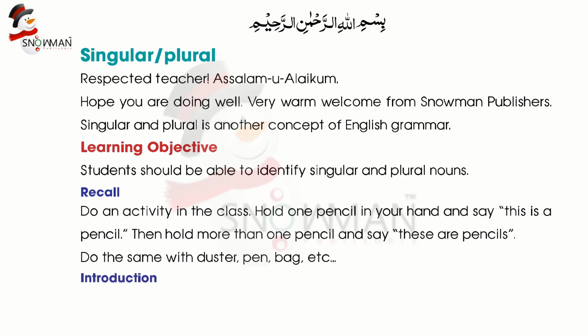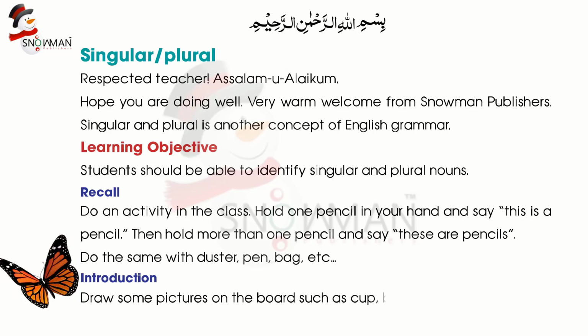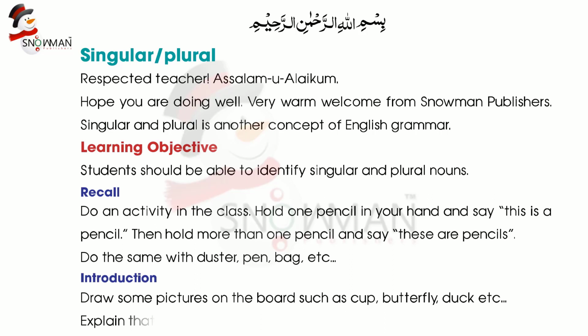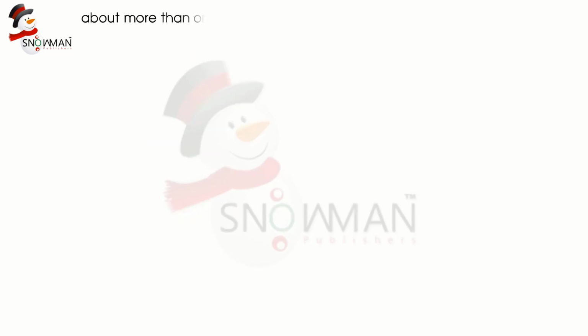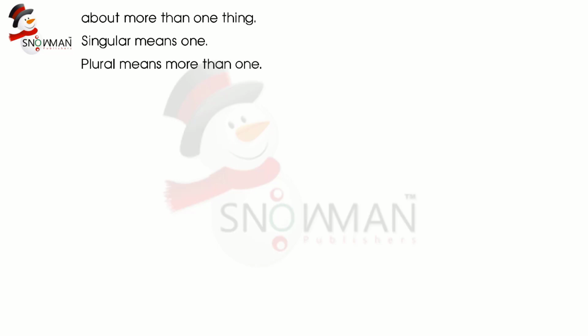Introduction. Draw some pictures on the board such as cup, butterfly, duck, etc. Explain that a singular noun tells us about one thing and a plural noun tells us about more than one thing. Singular means one, plural means more than one.